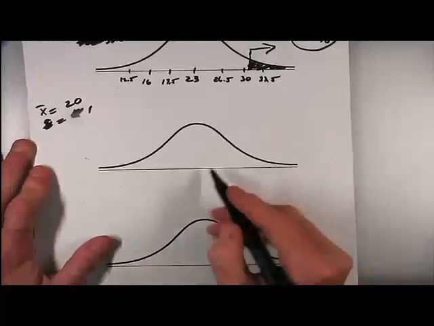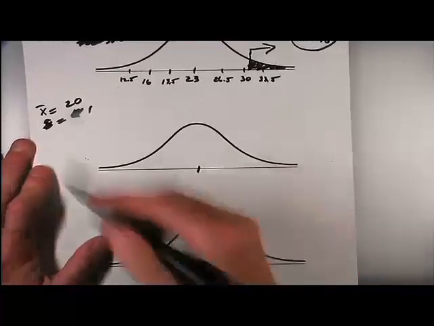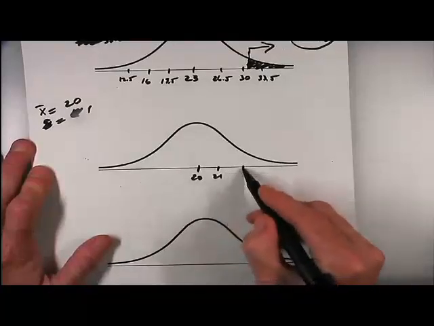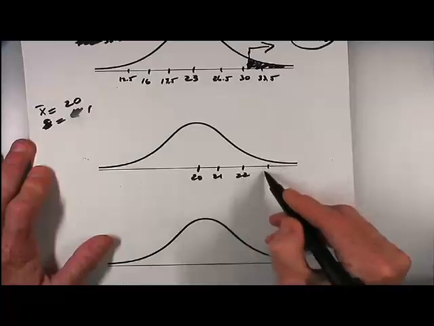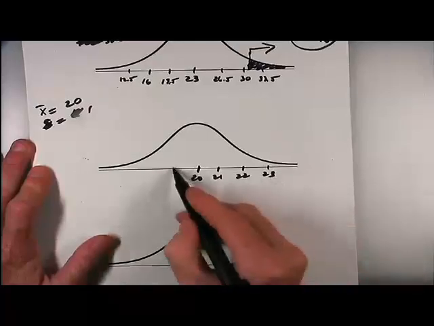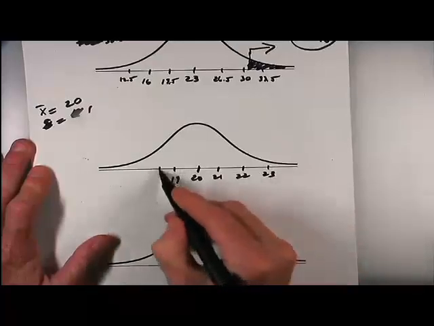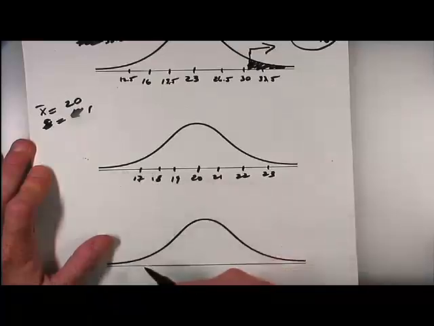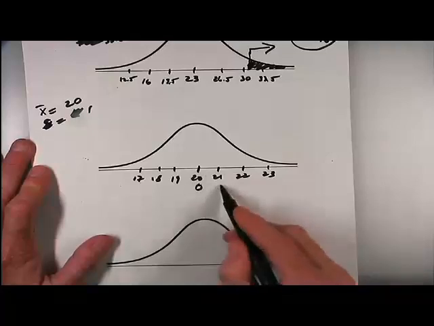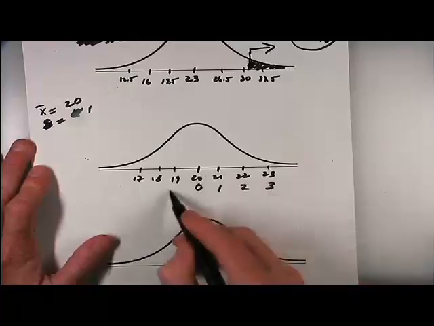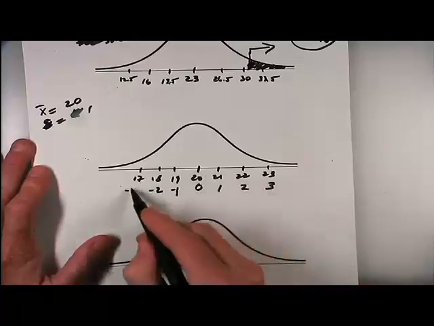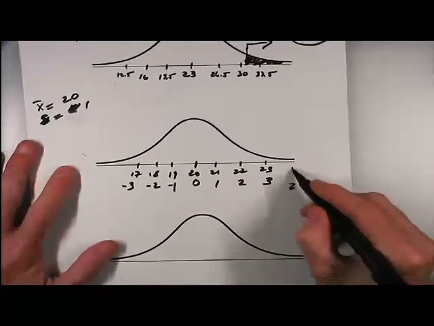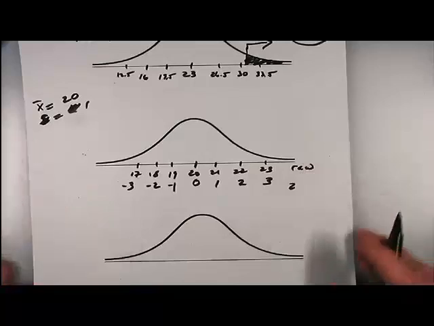All right, so now it's out of 30 or whatever, so we say 20, 21, 22, 23, 19, 18, 17. So then 0, 1, 2, 3, negative 1, negative 2, negative 3. So here's our Z, here's our raw score.